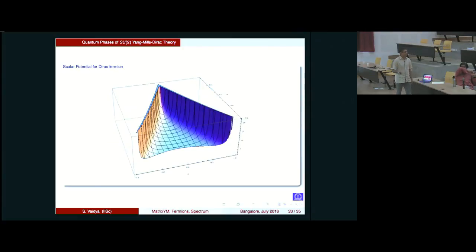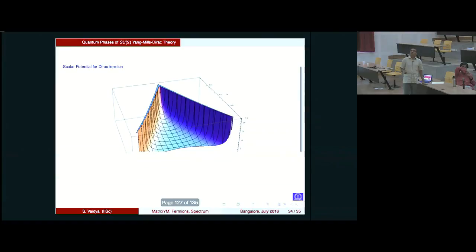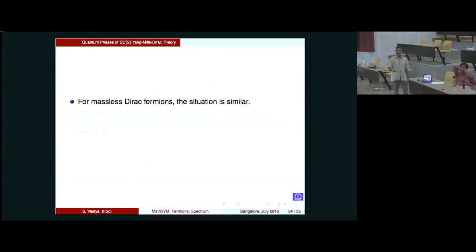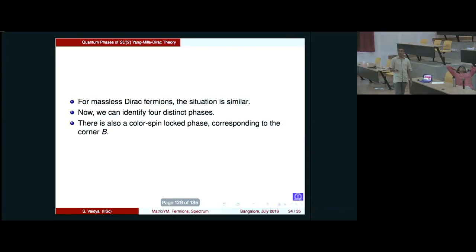Okay, so you can do that for the Dirac fermion also, which is basically adding left chirality and right chirality. The details change, but the basic picture remains the same, which is that whenever the degeneracy of the ground state changes, the corresponding effective potential blows up. So for the case of a Dirac fermion, you can look at the scalar potential. It blows up along the two sides rather than along the curvy side as it was for the Majorana case. For the case of Dirac fermion, it turns out that there are four distinct phases. Again, one of these phases is the color spin locked phase, which corresponds to life at corner B or C.